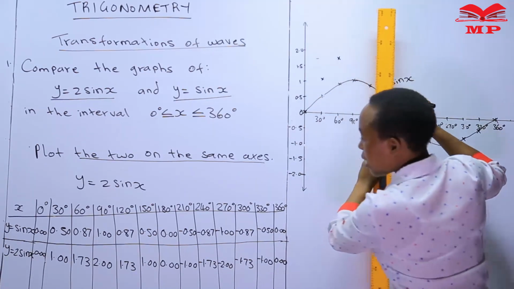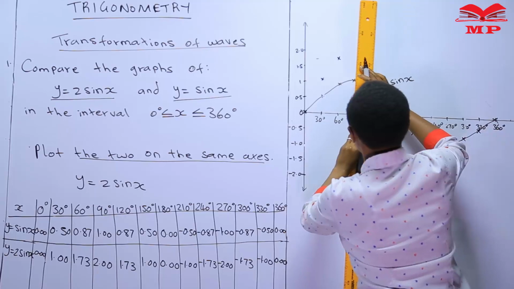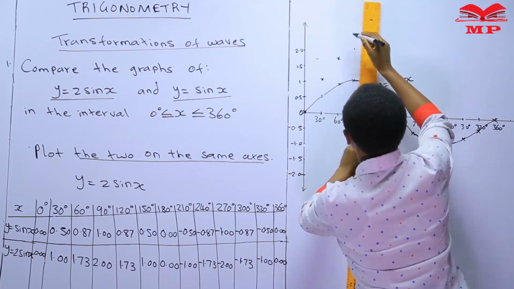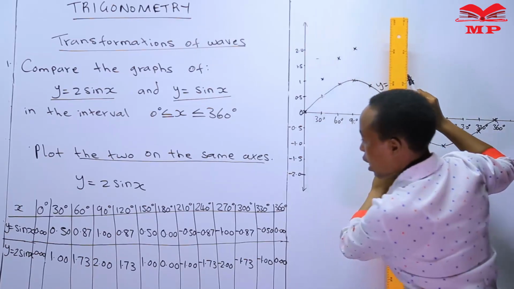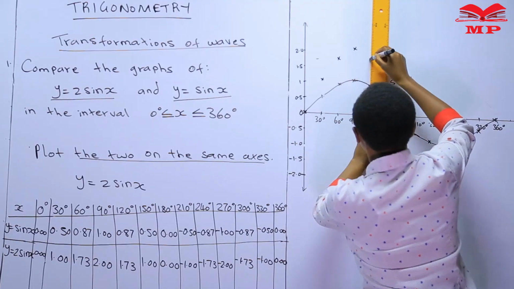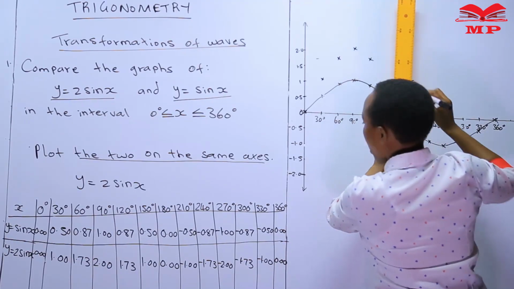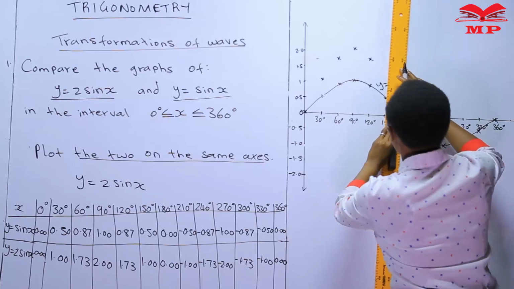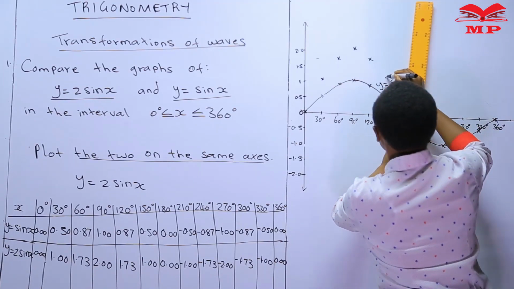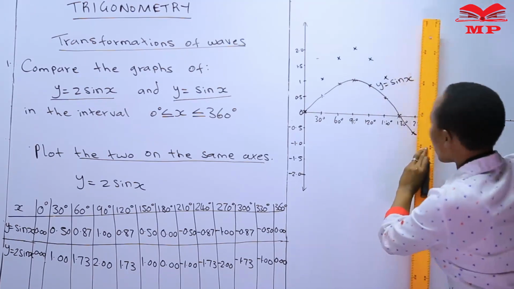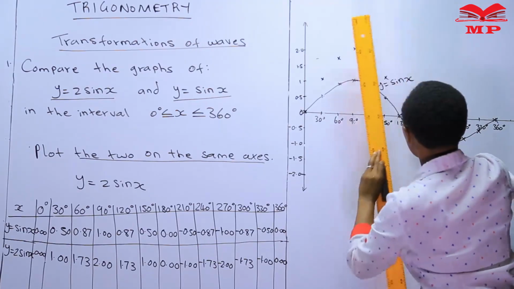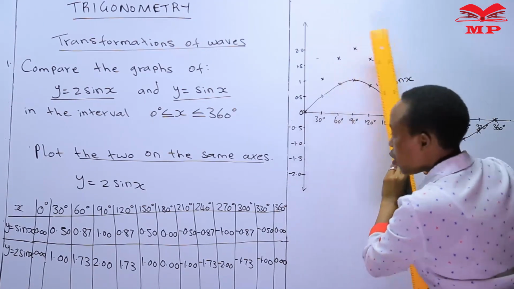Then we have 90, that is 2. At this point here. Then we have 120, 1.73, which is here. Then we have 150, we have 1, somewhere there. Then 180, we have 0. So again at that point.